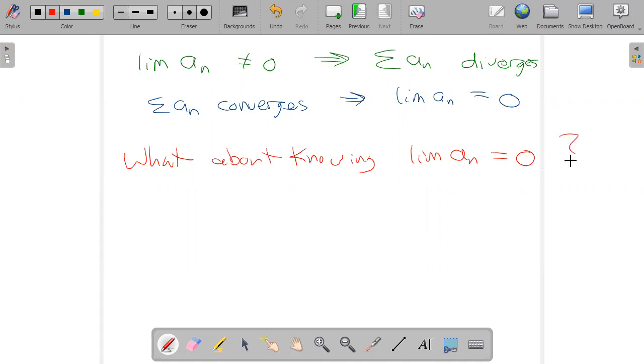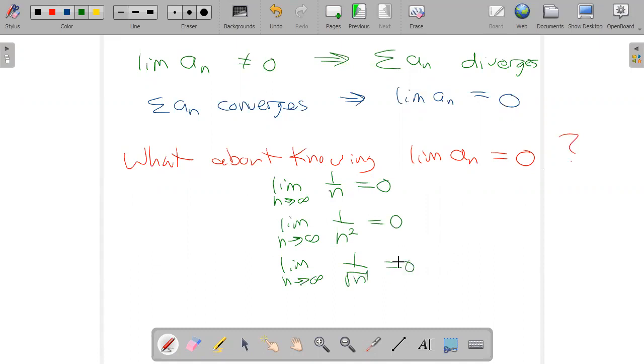So for example, the limit as n increases forever of 1 over n goes to zero. The limit as n goes to infinity of 1 over n squared goes to zero. The limit as n goes to infinity of 1 over the square root of n goes to zero. Each of these theorems, this first one up here is called the divergence theorem.